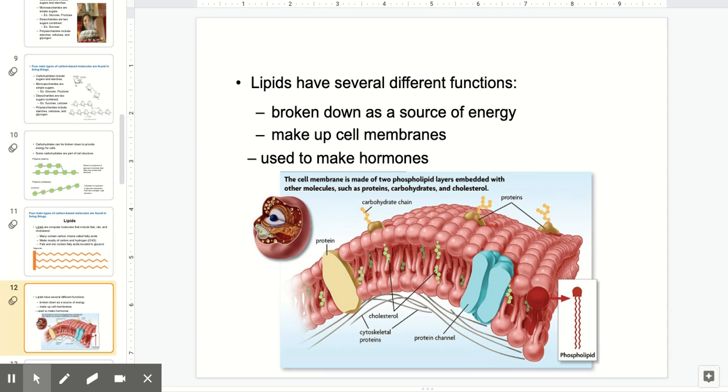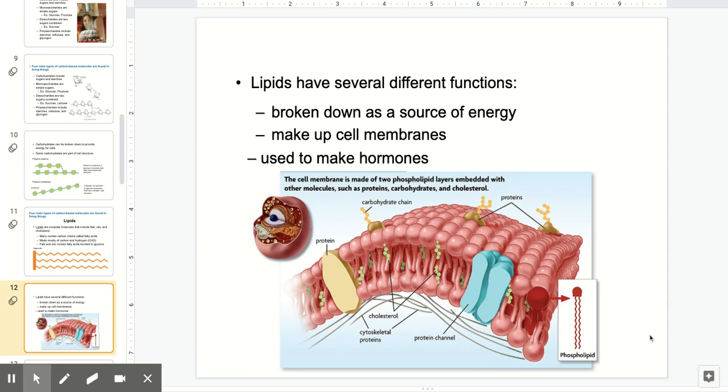In addition, you may have heard of fats as being kind of bad for you. Ultimately, the negative association with fats has to do with them being high in calories, but being high in calories isn't a bad thing. Calories are energy, and lipids can be broken down as energy in living things. They actually store a lot of energy, which means they're high in calories.